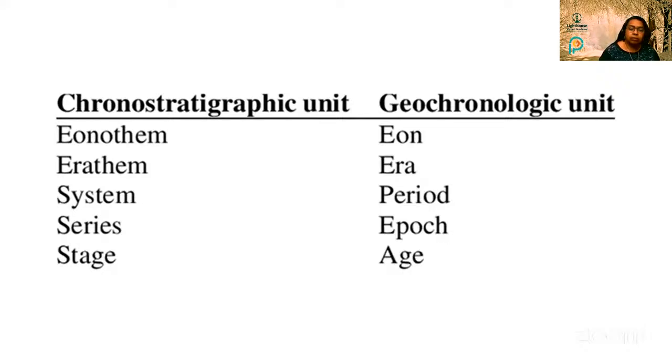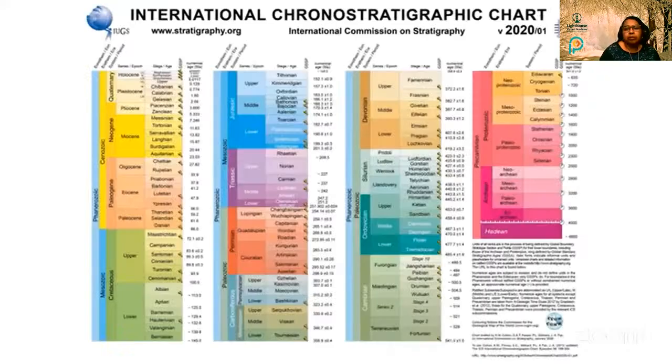Eons were the longest time intervals. Ages were the shortest. As you can see, chronostratigraphic units have corresponding geochronological units. This makes sense. Again, the purpose of the geologic timescale is to relate the rocks we see on Earth in the present to time intervals that transpired in the past.